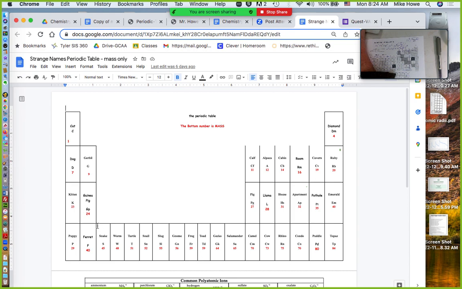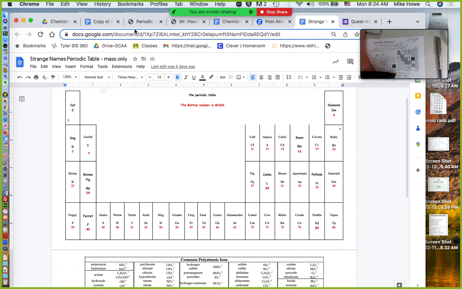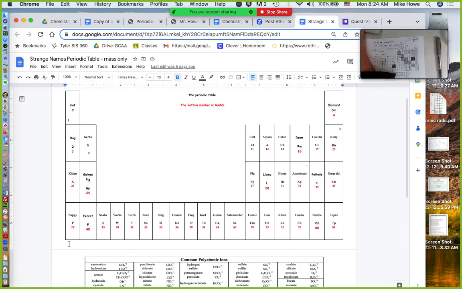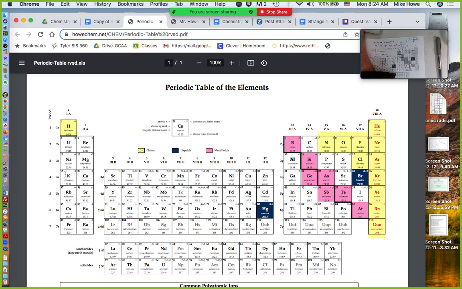Now remember, this periodic table is essentially the same as this periodic table, except that on the strange names periodic table, I did not put anything below the 3d. It just goes down to the 4th series. So if you go 1, 2, 3, 4, it comes across here, and then I left off all the bottom stuff. All right, so that's how you do valence electrons.